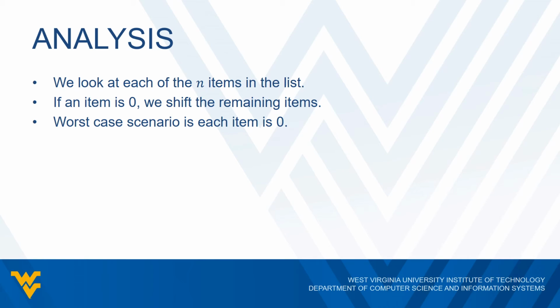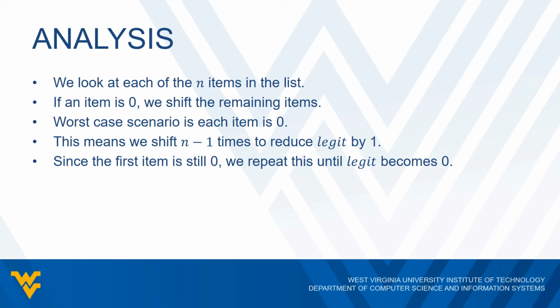That means we need to do a whole bunch of shifting. In fact, that means we have to shift n minus 1 times to reduce legit by 1. And so we'll do that. We'll do all the shifting over, but the first item is still 0, which means we're going to have to shift all n minus 1 items again. And we got to keep repeating this until legit becomes 0. This means the total number of shifts is going to be n times the quantity of n minus 1, which comes out to n squared minus n.